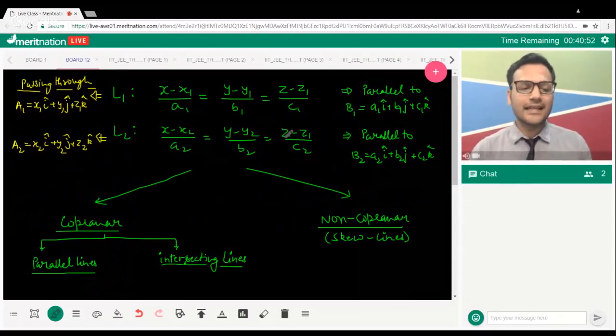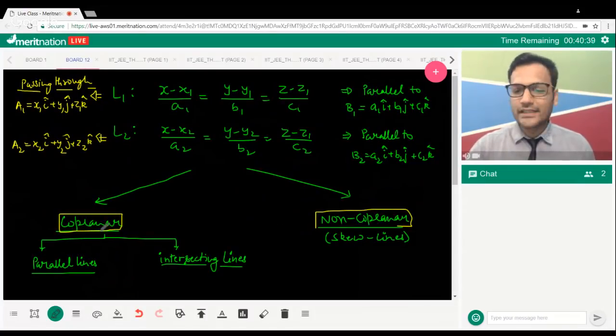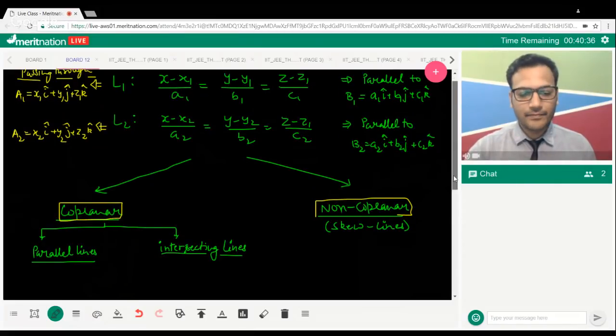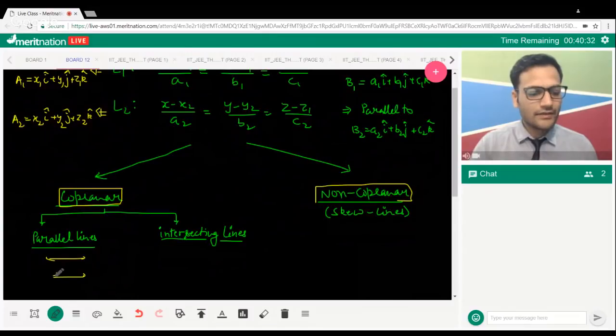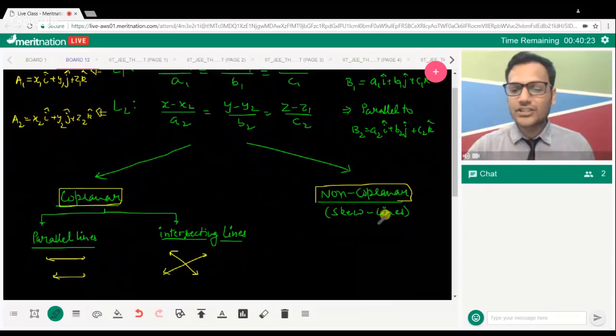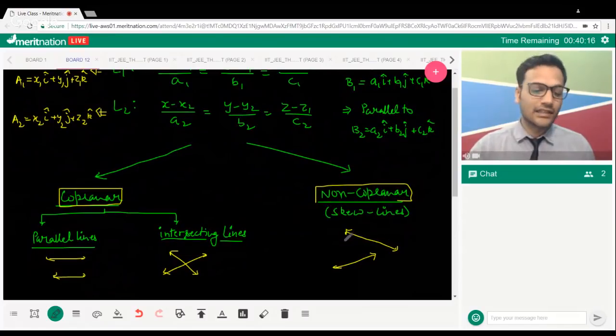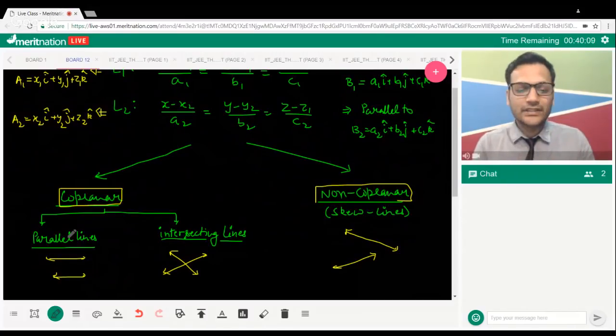Now, two lines can interact amongst each other in two ways in three-dimensional space. They can either be coplanar or non-coplanar. If the lines are coplanar, then they can either be parallel lines like this, or they can be intersecting lines like this. In either situation, they will be coplanar. If they are non-coplanar, they are called skew lines. Skew lines are lines like this, which are neither parallel nor intersecting. So if I want to find the conditions based on which I can predict whether the lines are parallel, intersecting, or skew, let's have a look.